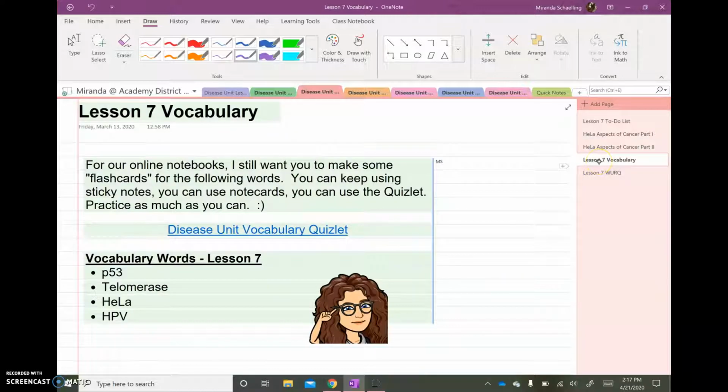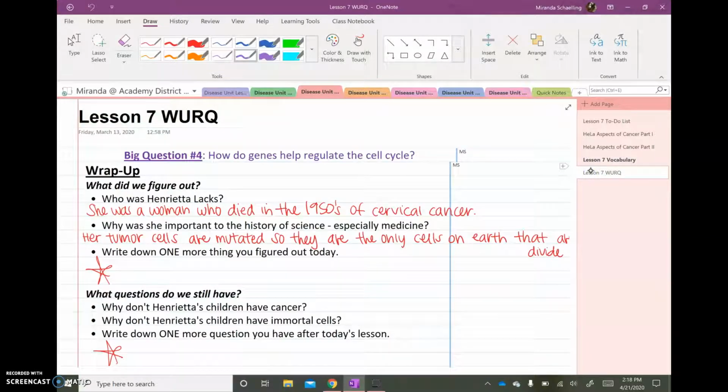For our vocabulary, we just have 4 words again. P53, the super special gene. Telomerase, which is a part of the telomeres. HeLa, and HPV. All right, and then in the work, we've got our big question: how do genes help regulate the cell cycle?